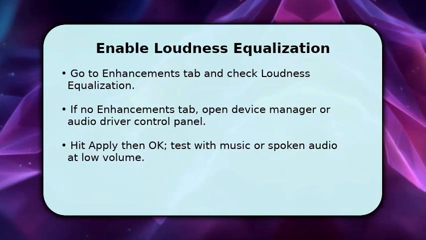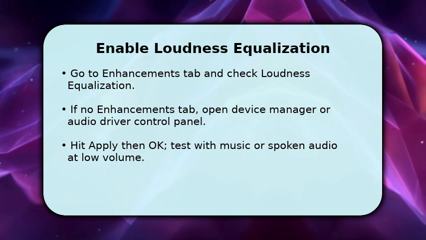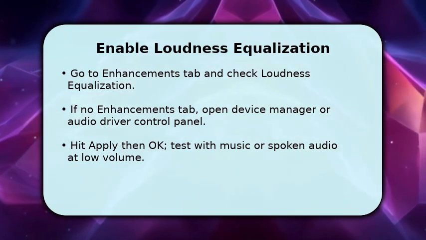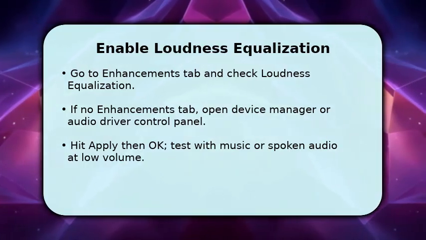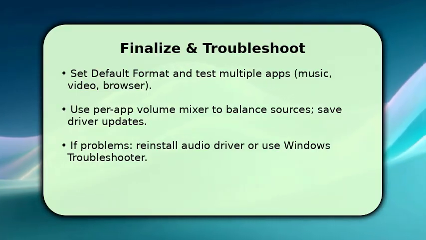Once enabled, adjust overall Windows volume and play a track at low and high levels to confirm quieter passages are boosted without clipping. Make sure to restart your media app after toggling the setting. Finish by confirming the default format under Advanced and testing in several apps to ensure consistent behavior.